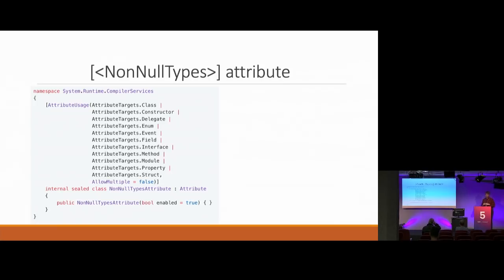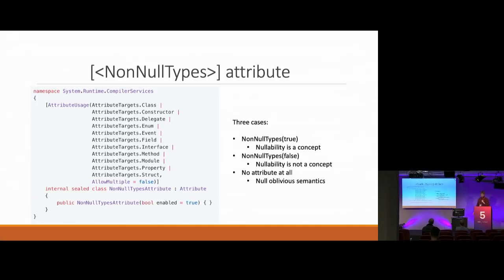One of the most important ones is the module level, so you can apply that to a particular assembly. This basically says, for a given scope, nullability is either a concept or not a concept for that scope. And so what I mean by that is there's actually three cases here. Nullability as a concept is a way of saying, hey, we distinguish between nullable and non-nullable reference types for this scope. And if it's set to false, we explicitly do not distinguish between the two, just like it is today. But the interesting case is actually if there's no attribute whatsoever.